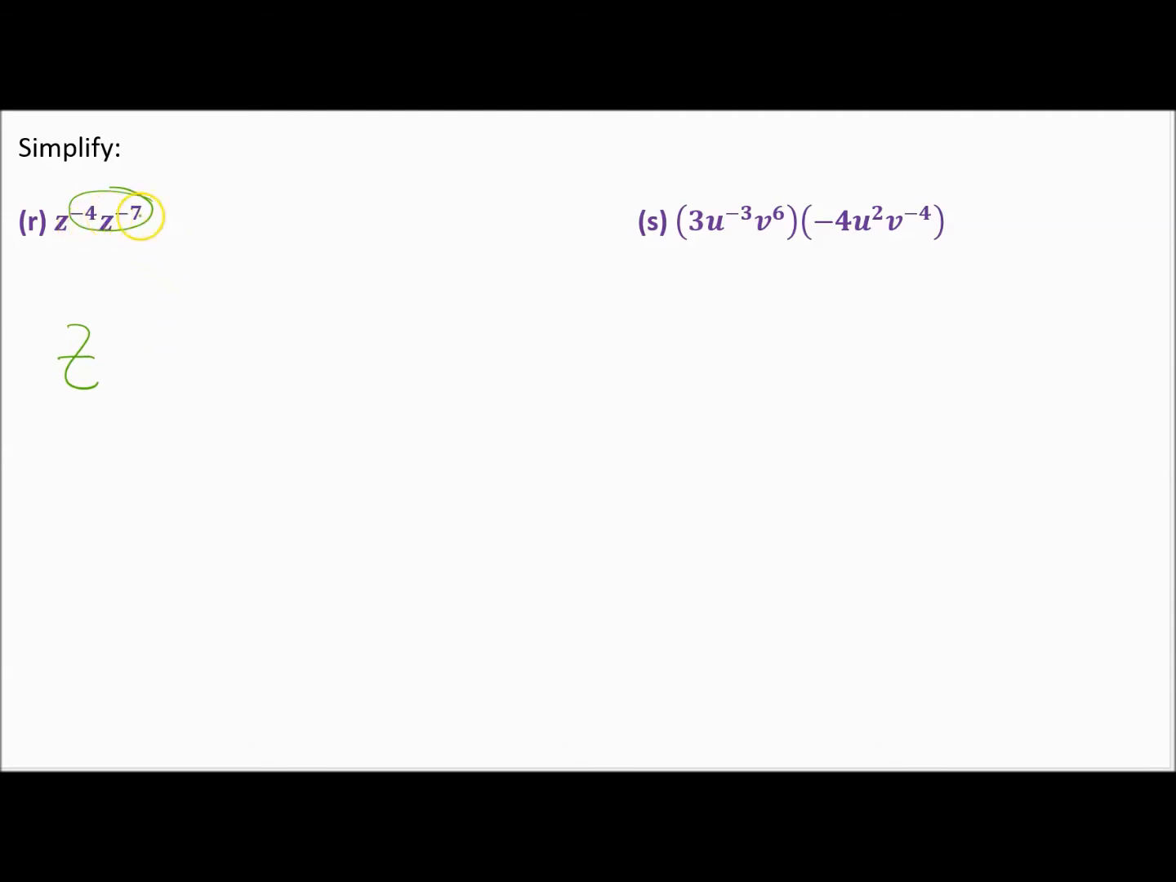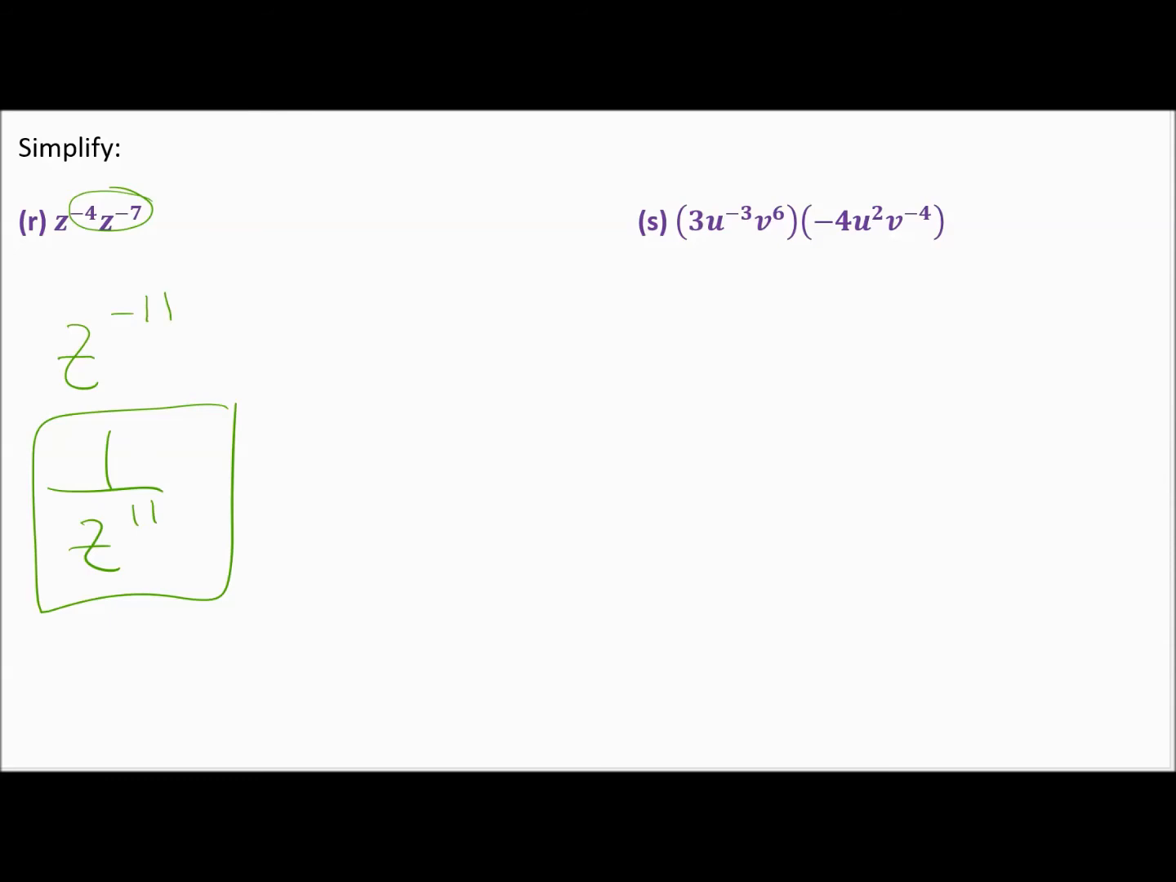Negative 4 plus a negative 7. Careful with your signs. Negative 4 plus a negative 7 is a negative 11. And then to make that exponent positive, that means this whole thing belongs in the denominator. So 1 over z to the positive 11 power.